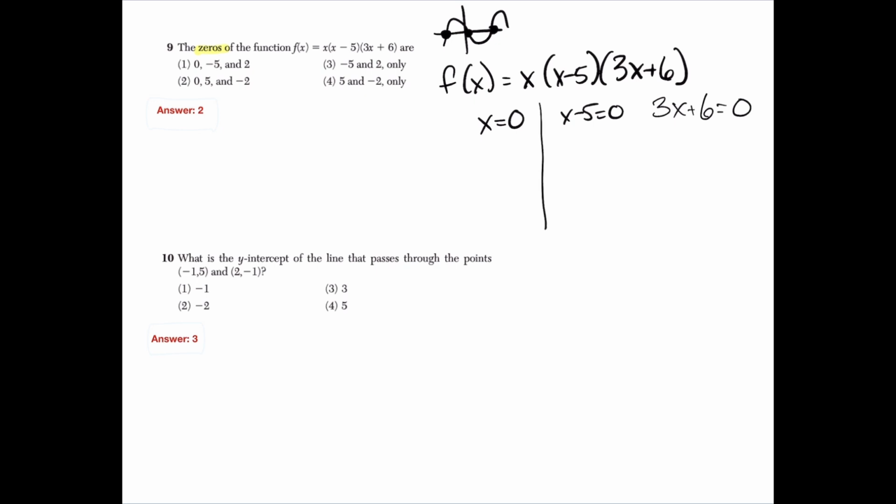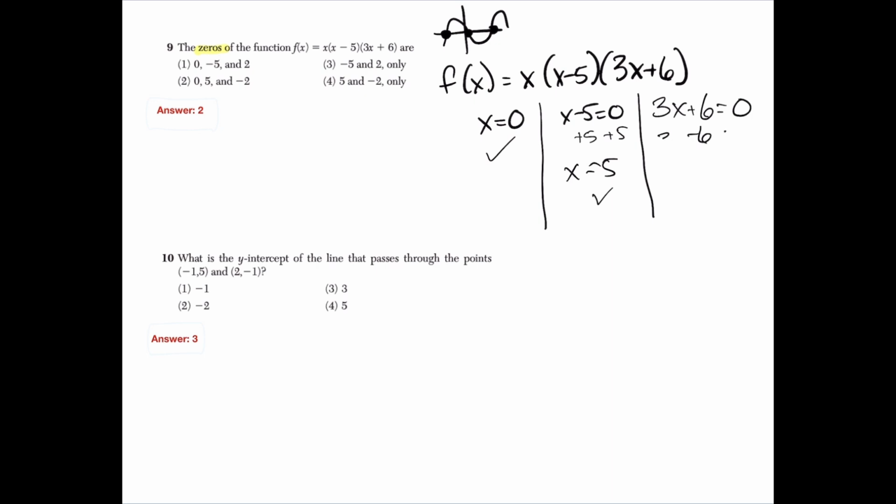So the first one is easy. When x is equal to 0, this is 0. So that's our first one, so we get 0. So x minus 5 equals 0, so let's solve for x. We're going to add 5 to both sides. So x is equal to 5. There's our second one.